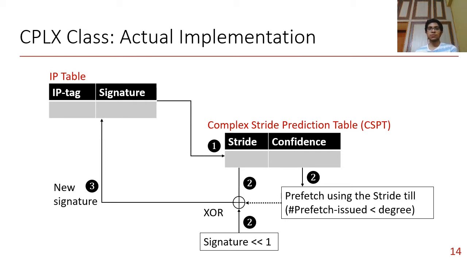Now, why would we need the CS class when the CPLX class can identify the constant strides too? This is because when a rogue stride is observed in the pattern, the CPLX class constructs an entirely new access pattern, since it incorporates this stride into the signature. During this time, it would be unable to issue any prefetches. The CS class, on the other hand, is tolerant towards such strides, and prefetching would continue without interruption.